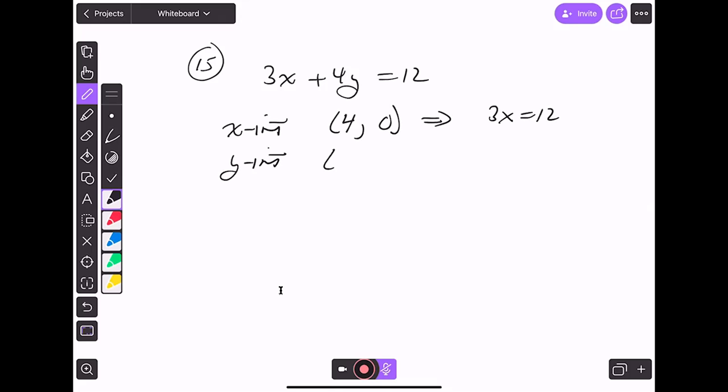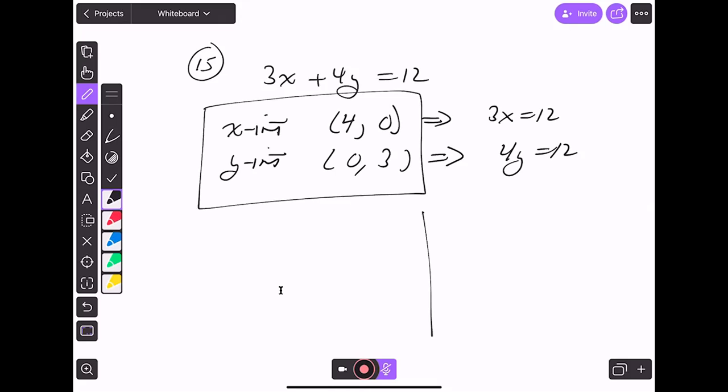How do you do y-intercept? Set x to be 0. Well, if you set x to be 0, you get 4y is equal to 12. Well, y would have to be equal to 3. So we found these two. They asked me to graph the line. I'll go through that with you.